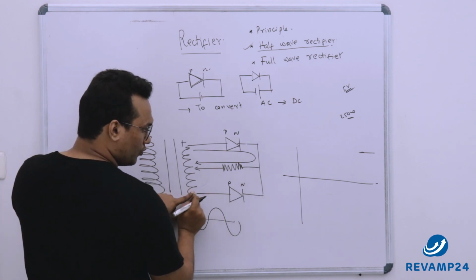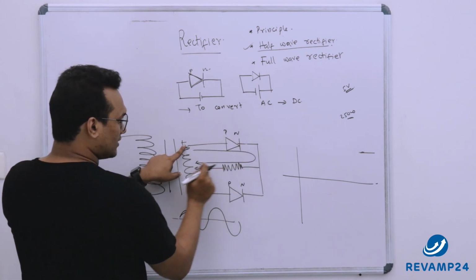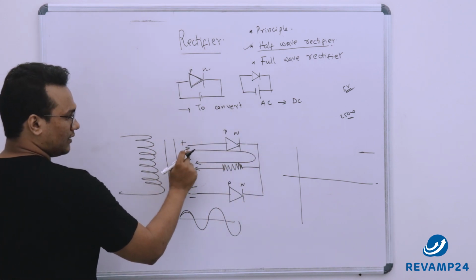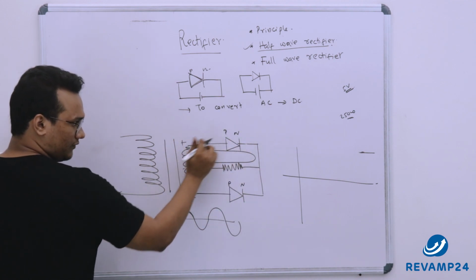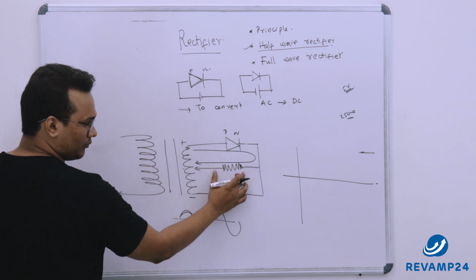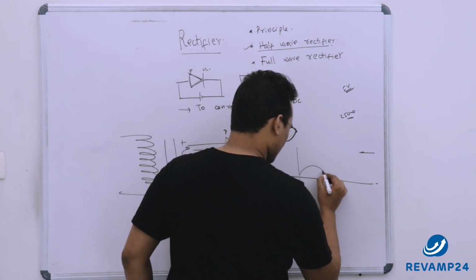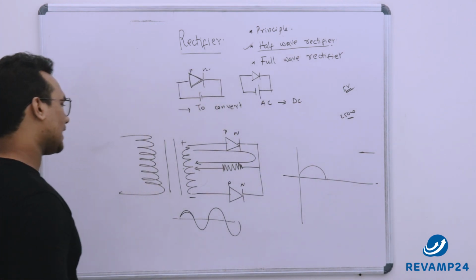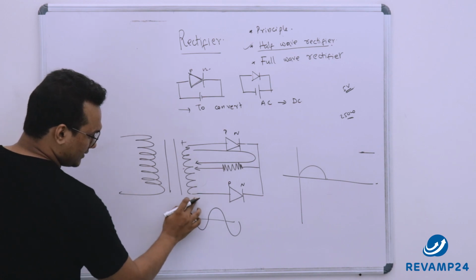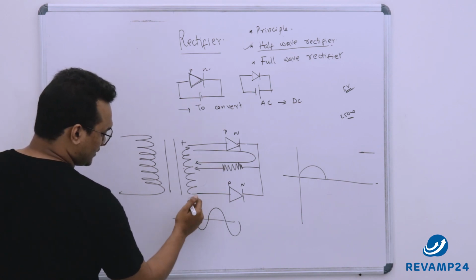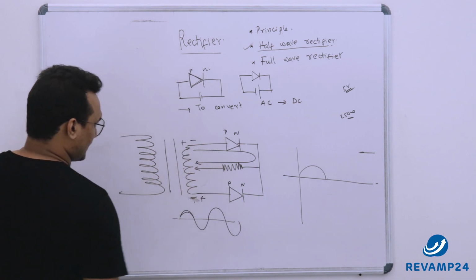Current cannot move through this branch. Current will only move in this direction. Okay, positive, and this would go negative. So positive, negative, forward biased, current we are able to get in the load. Okay, so output is there. In the next half, what will happen? In the next half, this is positive. So the first half is done, and in the next half this is positive, this is negative.